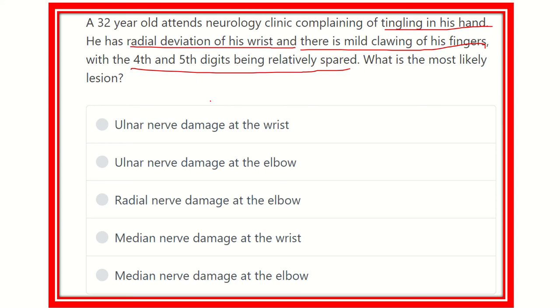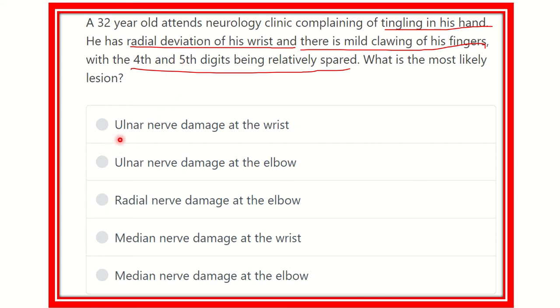Here we can see the radial deviation of the wrist, meaning the wrist is deviated laterally, so the medial nerve supply will be damaged. We know that the medial side is supplied by the ulnar nerve, so the ulnar nerve will be damaged. There is mild clawing of the fingers, and the fourth and fifth digits are spared. We know that the fourth and fifth digits are supplied by the median nerve, so the median nerve will not be damaged in this case. There is damage only to the ulnar nerve.